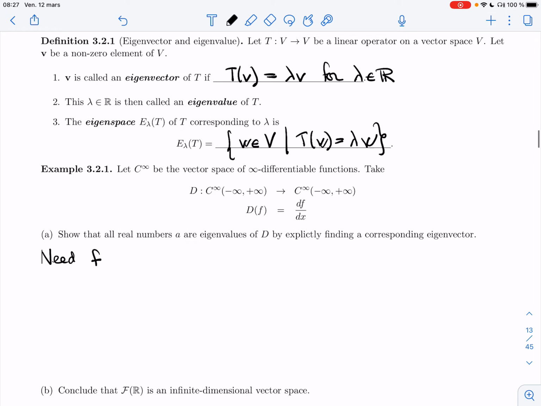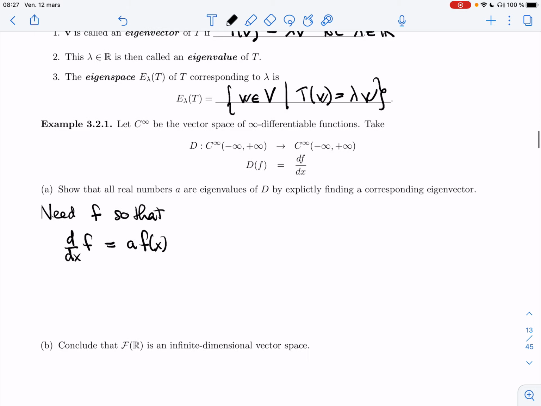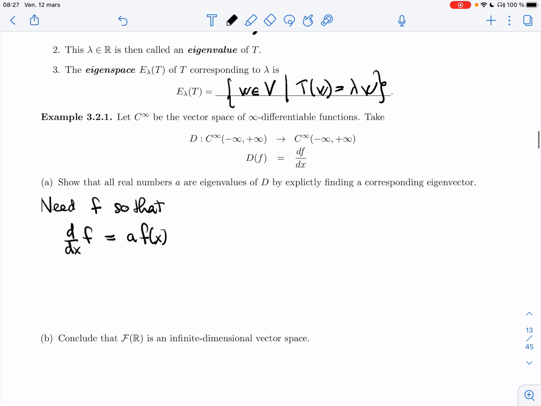All right, so I need a function f so that the derivative of f is a times f, where a is some real number. Can you think of a function whose derivative has just an extra a in it but otherwise doesn't change? Well, if you want something that doesn't change, you should probably take e to the x, and then to get the a coming out, I'm going to put an extra a here. Then f prime of x is a e to the ax. It is equal to a f of x.